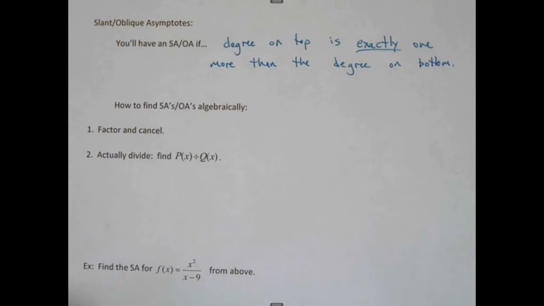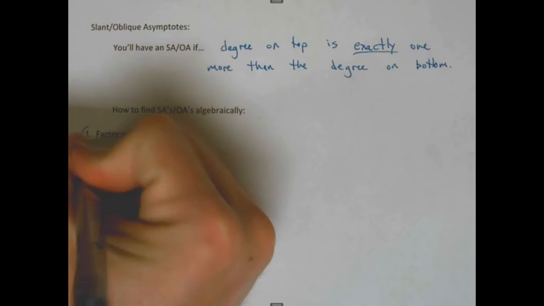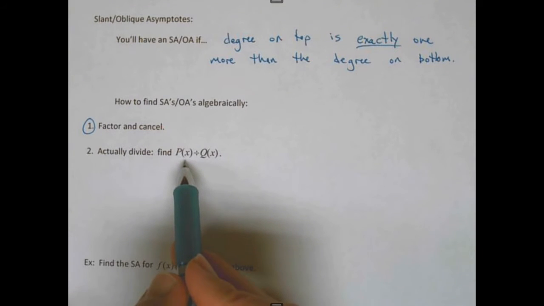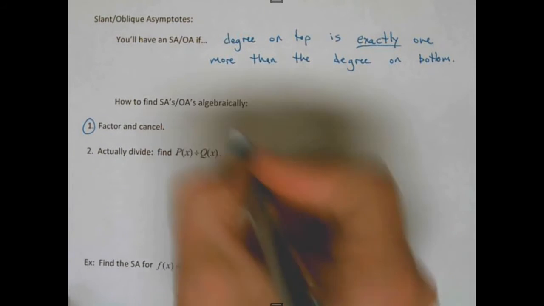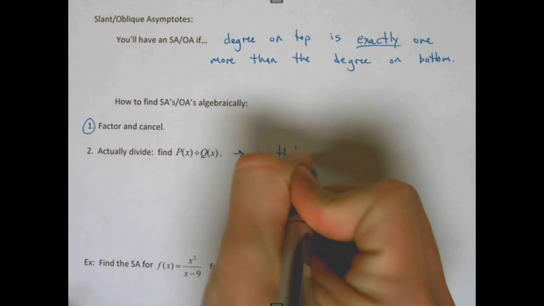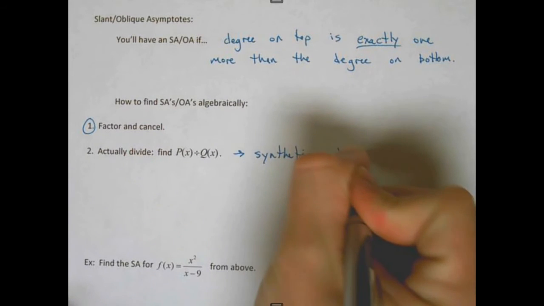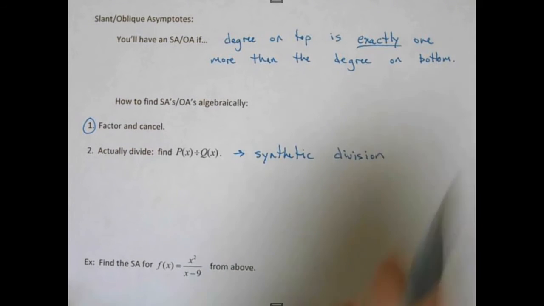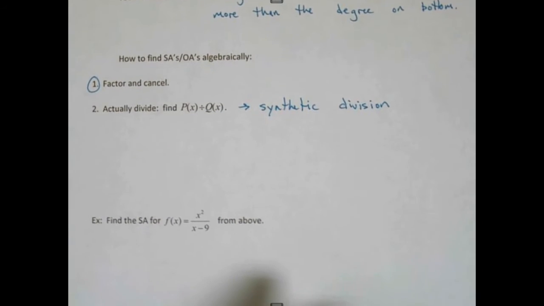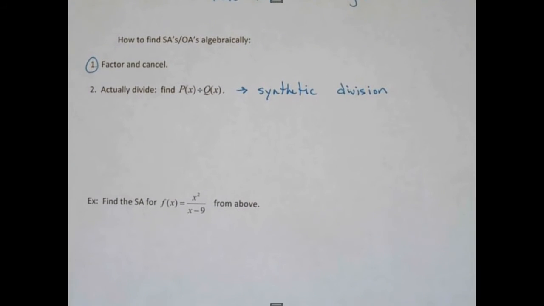And so we can find these slant asymptotes algebraically by, once again, factoring and canceling. So we do a lot of factoring and canceling, and then actually dividing P of x divided by Q of x. So we're going to use synthetic division. I mean, you can also do this in your calculator as well, and just look at the graph and maybe find the equation of that line that you see on the graph. But we're going to go ahead and do this with this example.